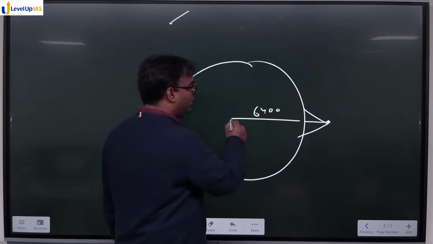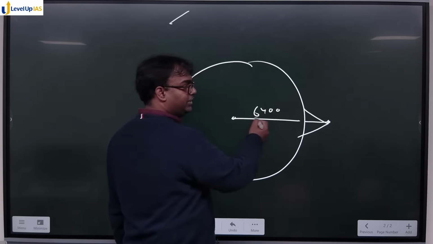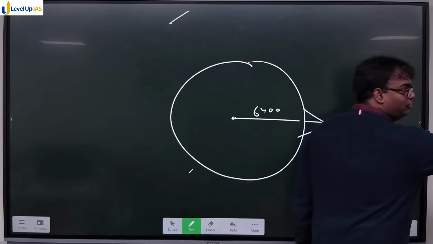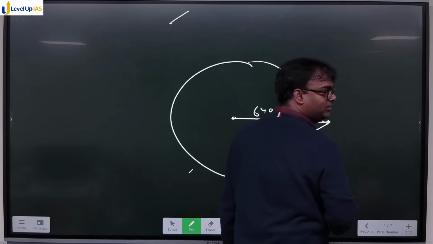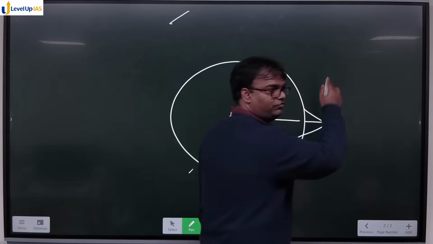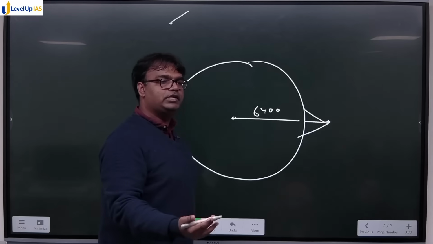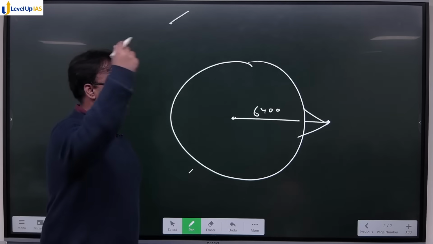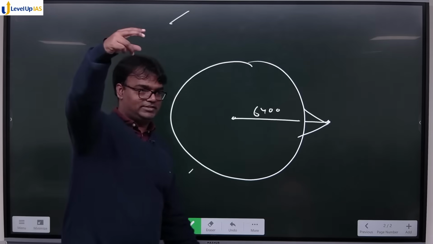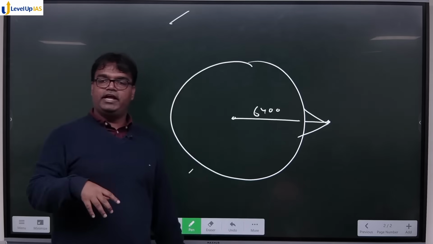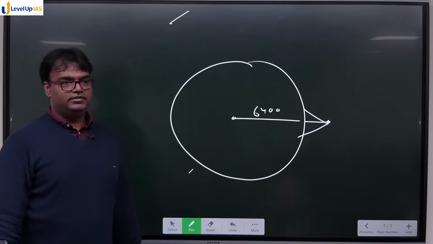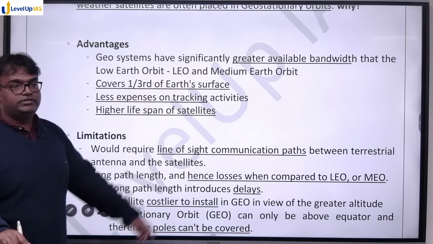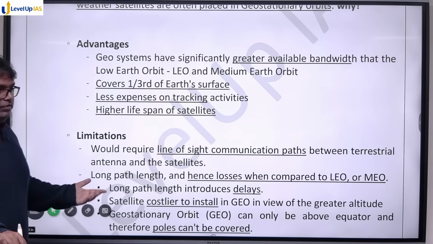But when you are 36,000 kilometers away, ये इस रेडियस से 6 गुना ज्यादा दूर हो, will you be able to cover a large section of Earth? So one geosynchronous satellite can cover almost 1/3 of the Earth. तो अगर उस geosynchronous orbit में you launch 3 satellites at 120 degree gap, you can cover the entire Earth. So that is the other advantage. Covers 1/3 of the Earth's surface. One satellite can cover 1/3 of the Earth's surface.